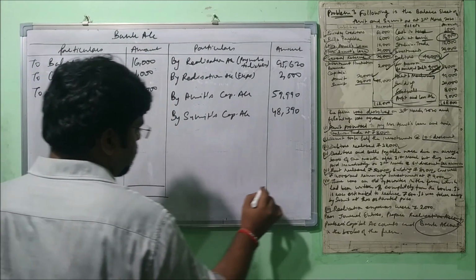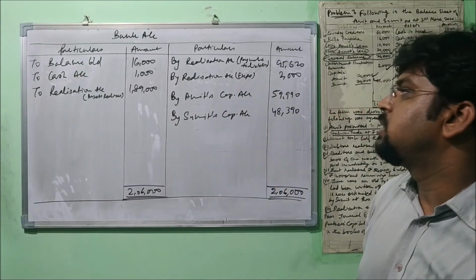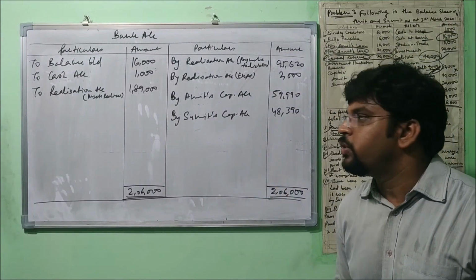Now let's make the total of these two sides. If the totals come equal, we are correct. 2,06,000 at both sides. So we are correct.